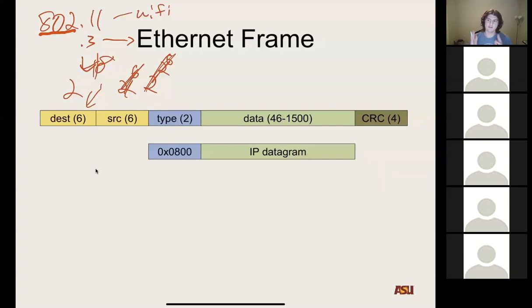What type of Ethernet frame it is. It could be an IP datagram. And so what's going to be right here at the start of that IP datagram?